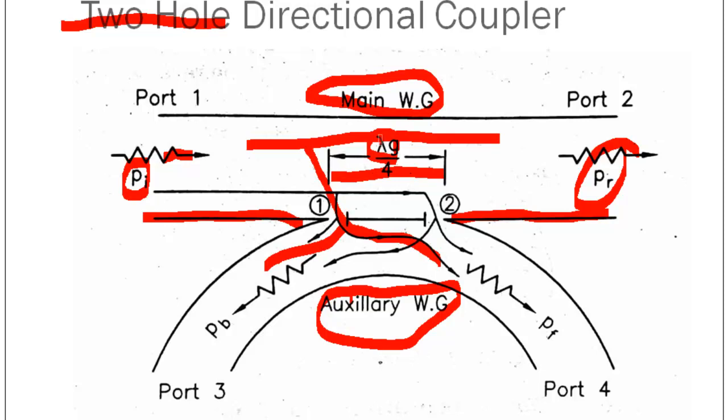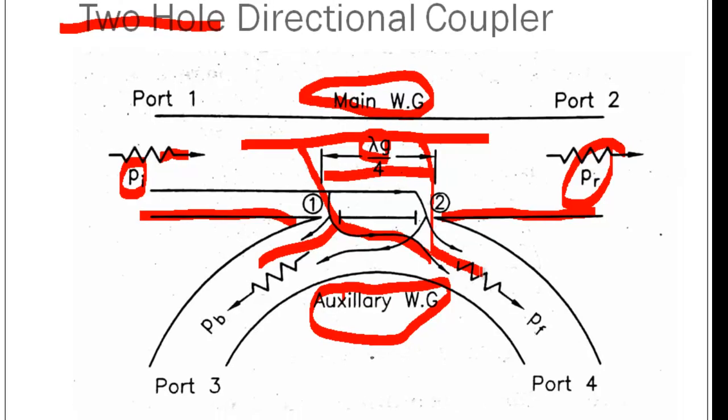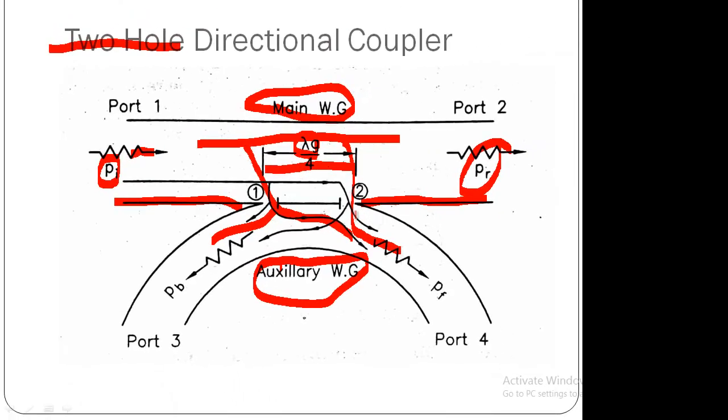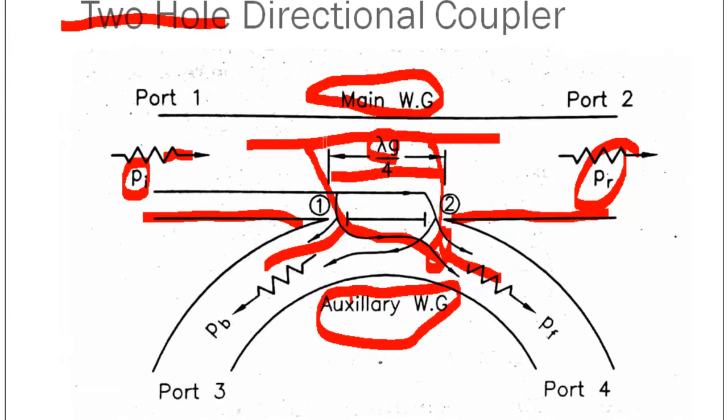And the power which is traveling from port number 1 to port number 2 is sampled by hole number 2, right? Now just see the position of power at hole 2. The power traveling from port number 1 to port number 2 is lambda g by 4 in the forward direction. So here the phase of the power will be lambda g by 4, and the power coupling from port number 1 has also traveled an electrical path length of lambda g by 4, because this is the distance which is lambda g by 4.